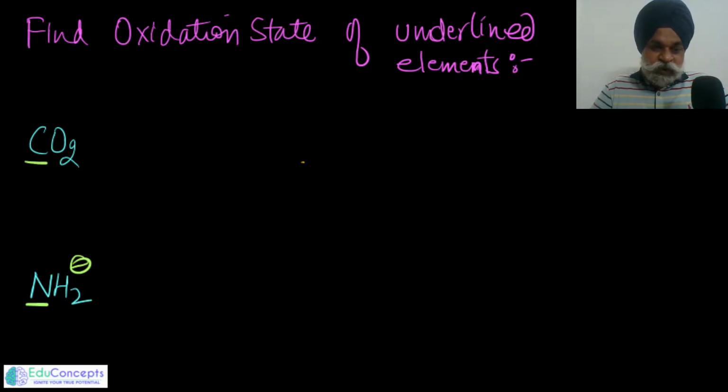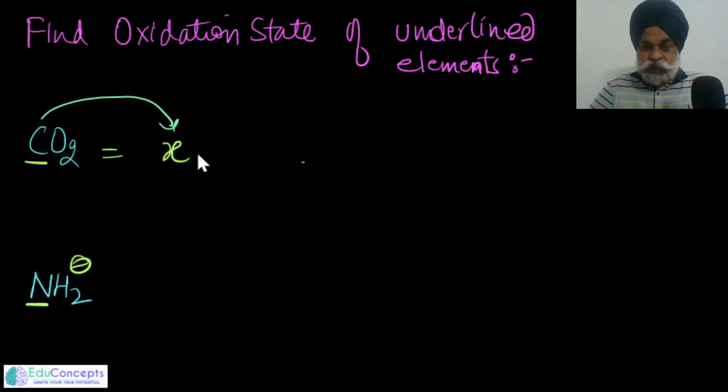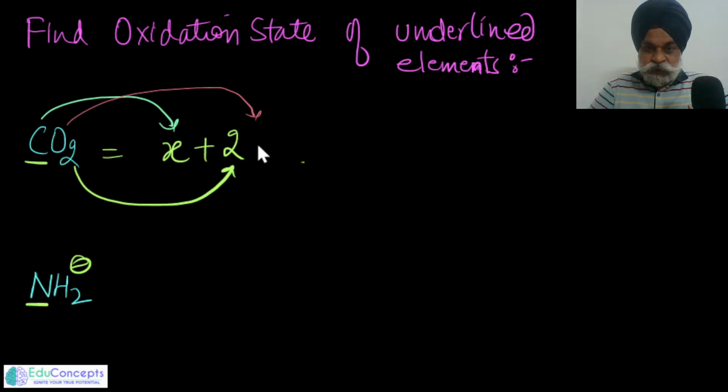So find the oxidation state of the underlying species. The oxidation state of carbon is to be determined, that is X plus number of oxygen atoms are 2. The oxidation state of oxygen is supposed to be minus 2. The algebraic sum of all the elements, as long as charge is not there on the entire molecule, if it is neutral, the algebraic sum of oxidation state is 0. So X came out to be plus 4.